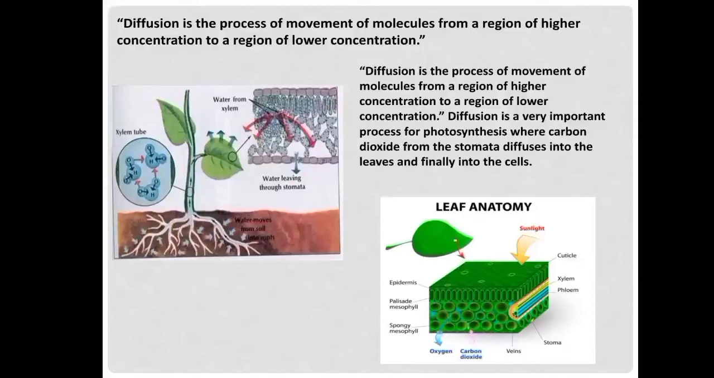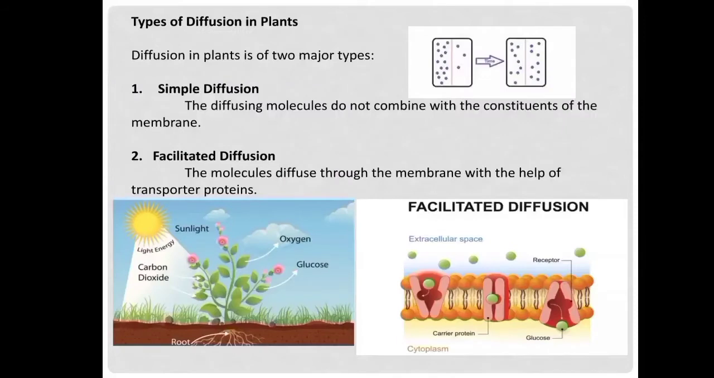Next, if we talk about the types of diffusion in plants, there are two types: simple diffusion and facilitated diffusion. In simple diffusion, the molecules move along their concentration gradient without the direct involvement of any other molecule. So what is this concentration gradient? It is the difference in the concentration of a substance between two areas.